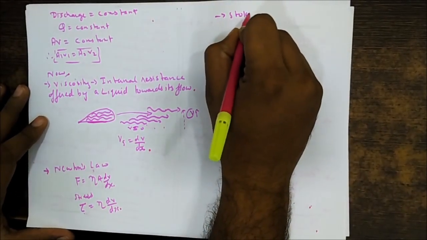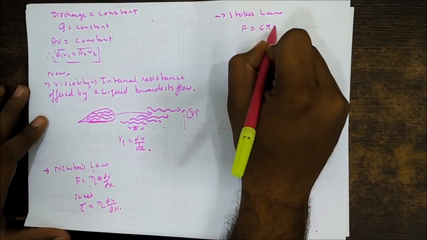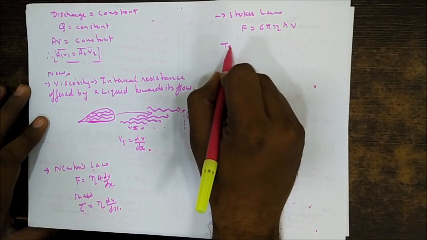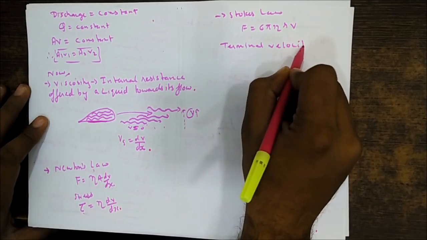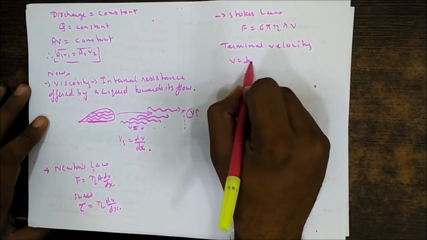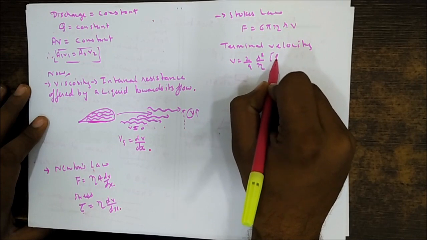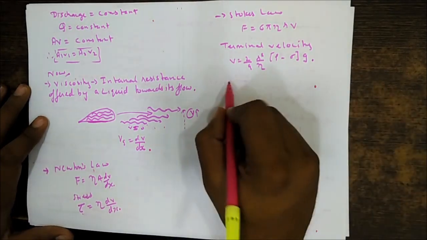Stokes' law. F is equal to 6 pi eta rV. Terminal velocity: V is equal to 2 upon 9 r square by eta (rho minus sigma) into g.